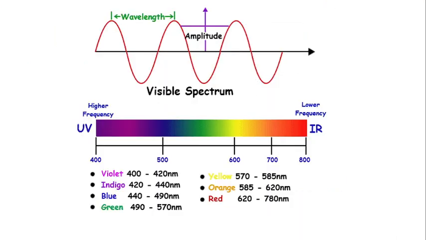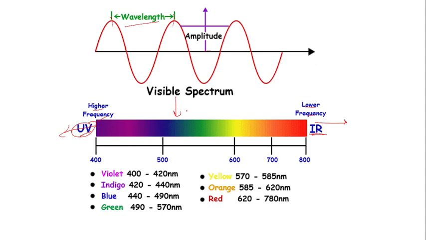Then it is also discussed, but you can very clearly understand what the wavelength is. These are two peaks, so the distance between two peaks is the wavelength, and the amplitude is from the middle. In the electromagnetic radiation spectrum, it starts from higher frequency to lower frequency. If you move toward higher frequency, it will be UV light, and if you move toward lower frequency, it will be IR light. So this spectrum is the visible spectrum only.